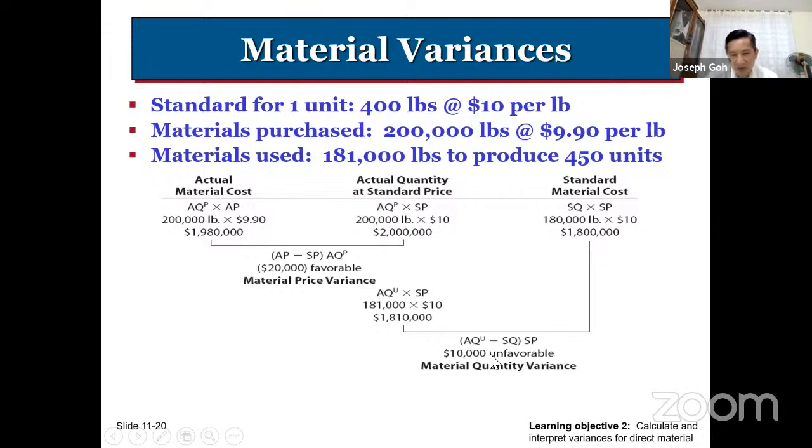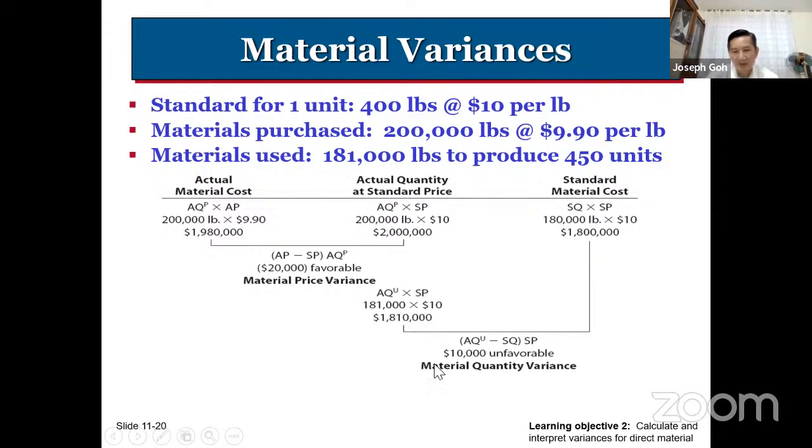So this word is important. Whether you want to put a negative, positive is okay, but this unfavorable means you are right, because you overspend as compared to the standard allowed. This is the material quantity variance. So you just have to remember that there is the purchase, there is the use.